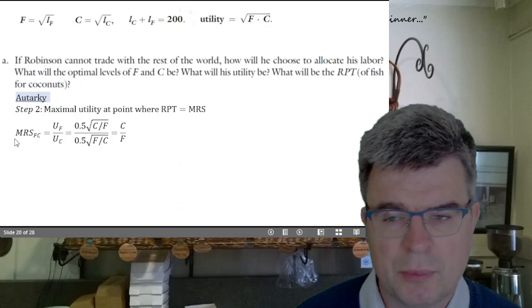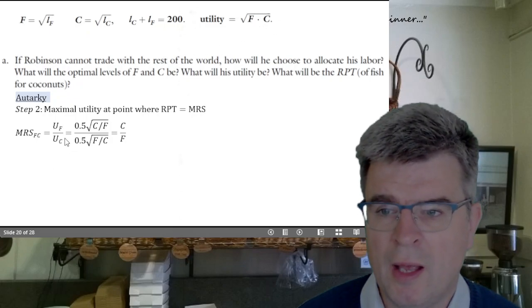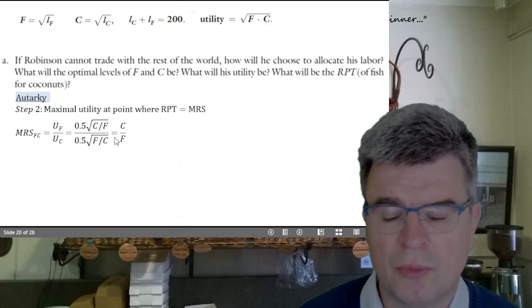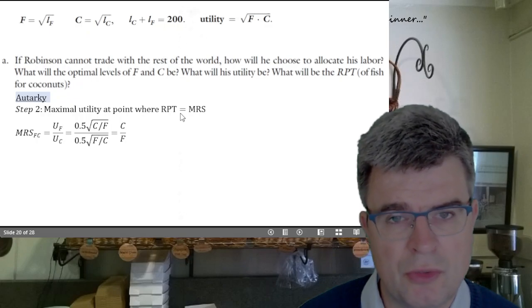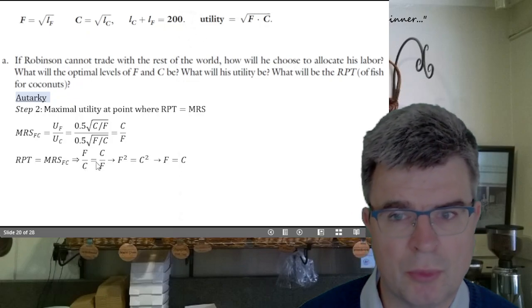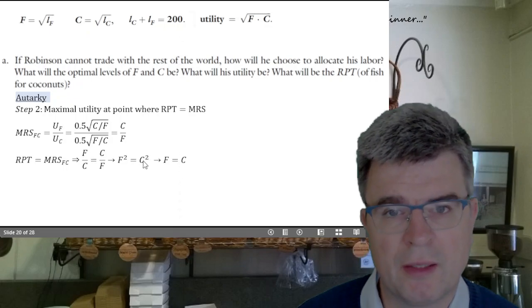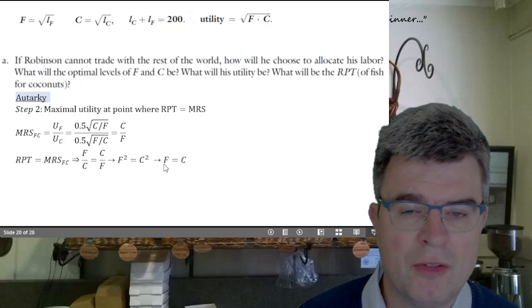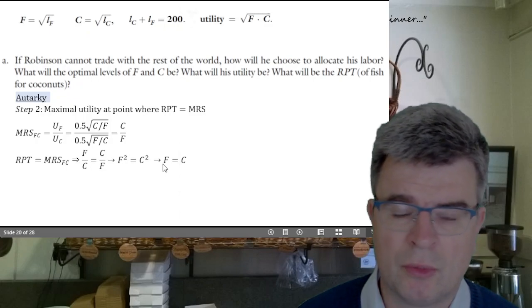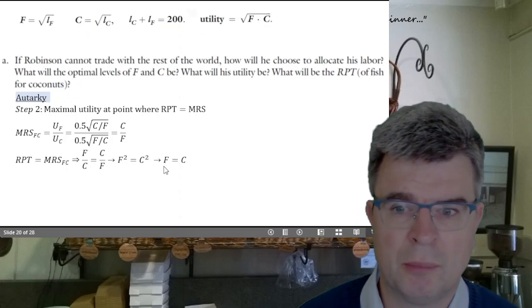Okay, so the marginal rate of substitution is the marginal utility of fish divided by the marginal utility of coconuts. We have a simple Cobb-Douglas utility function, and solving this we get that the marginal rate of substitution is equal to C over F. Now we're in the position to equate the two, and doing so gives us that F over C should equal C over F. Bringing the F to the left hand side and the C to the right hand side, we get that F squared is equal to C squared. So in equilibrium, our consumption and production of coconuts needs to equal the production and consumption of fish.